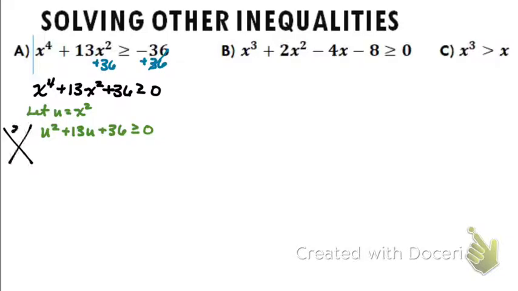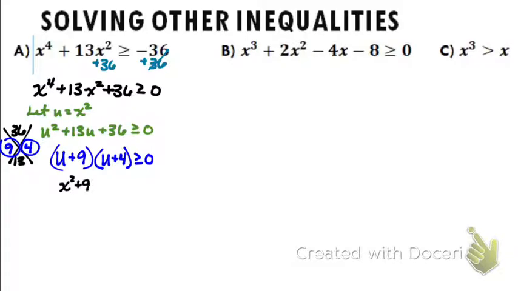What's going to multiply to 36 and add to 13? 9 and 4. So I have u plus 9 times u plus 4 is greater than or equal to 0. I let u stand in for what? x squared. So this is really x squared plus 9 and x squared plus 4 is greater than or equal to 0.